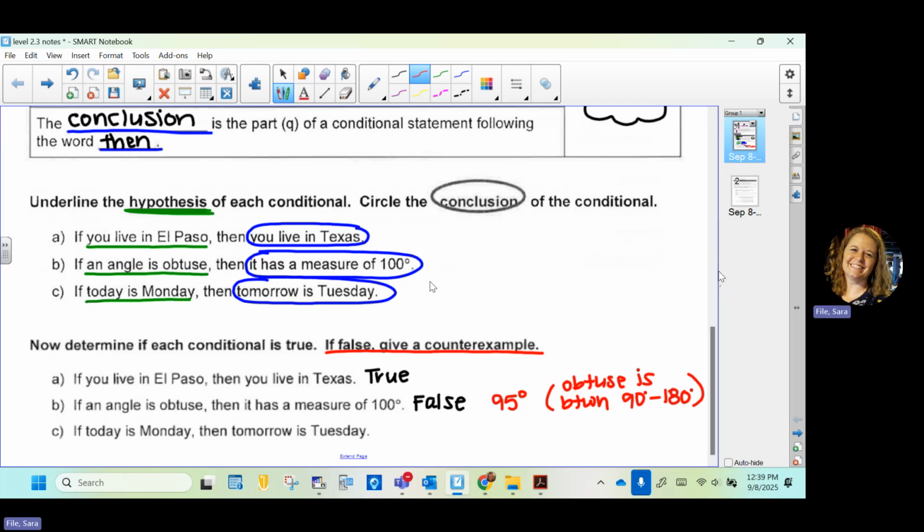That last one says, if today is Monday, then tomorrow is Tuesday. Is that true or false? That's true. That's always true. If today is Monday, tomorrow is Tuesday.